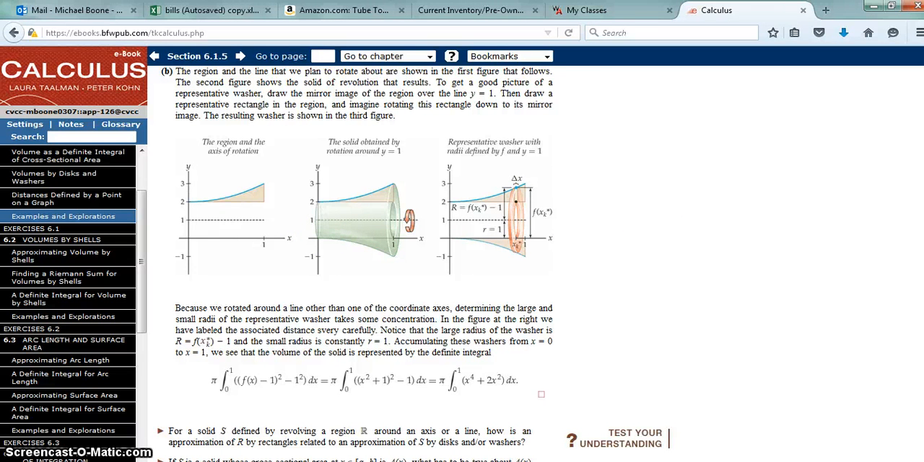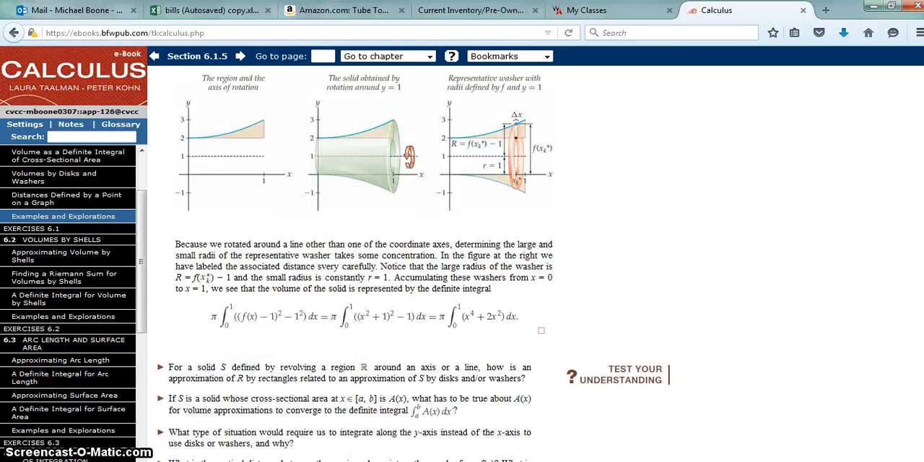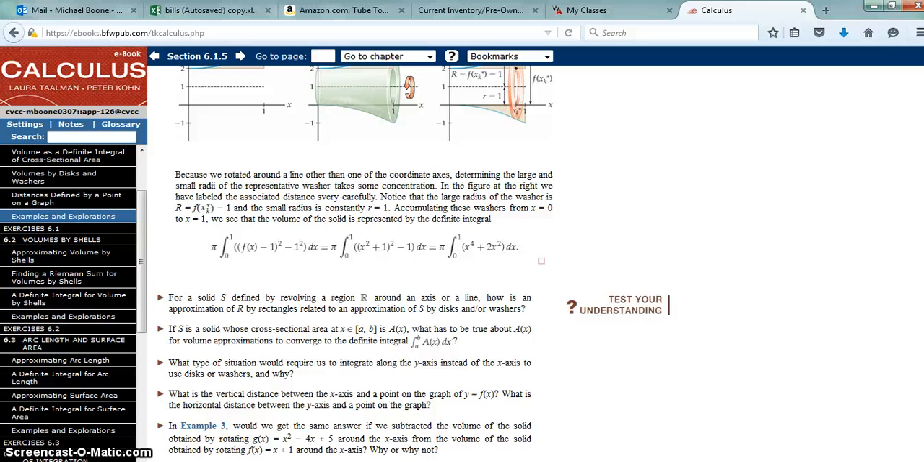So this should kind of wrap up the things that we had for section 1 to still do. On Wednesday, the plan is to talk about any last questions from section 1, and then start looking at section 2, which is doing volumes by shells.